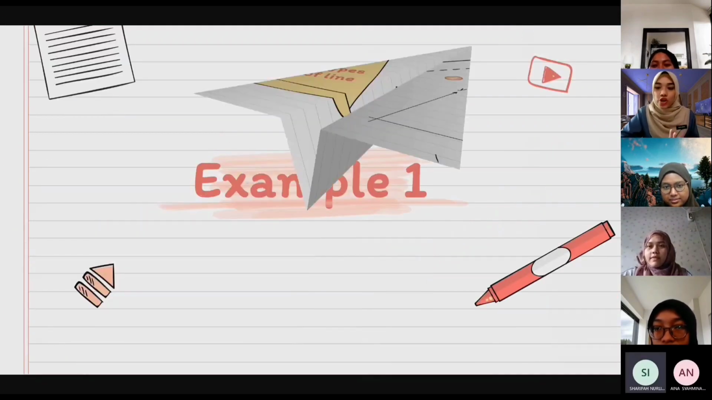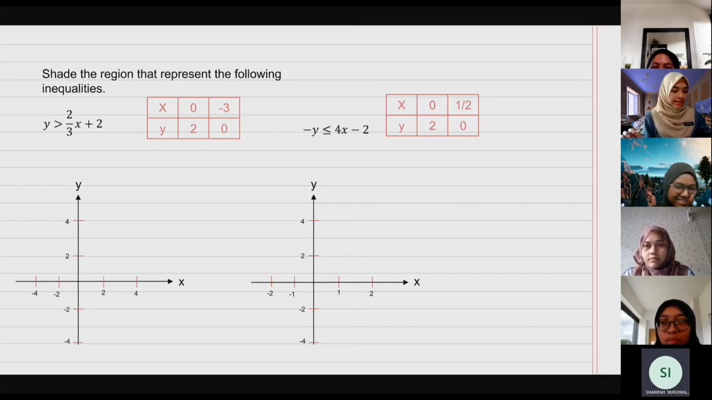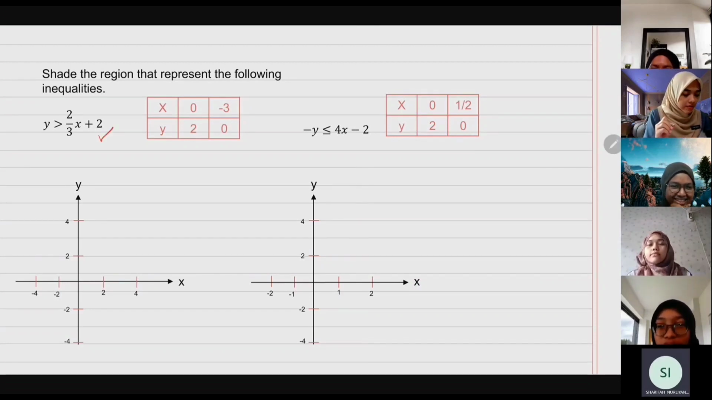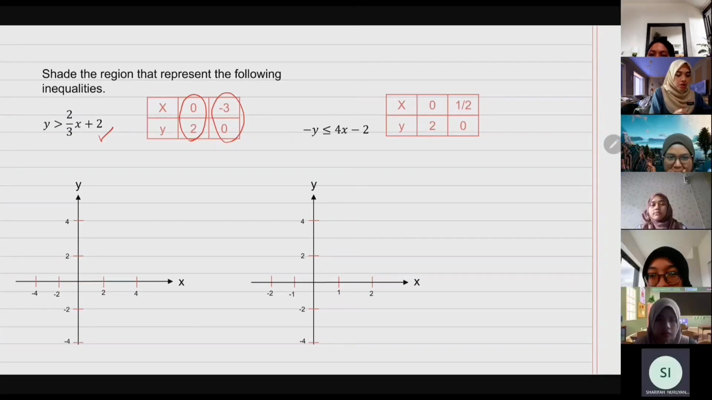Next, I will show you some examples. We have two examples here. The first one is you need to shade the region that represents the following inequalities. Firstly, you have this linear inequality, which is y is greater than 2 over 3x plus 2, with the first coordinate 0, 2, and the second coordinate negative 3, 0. The first step you need to do is plot the coordinates first. The first coordinate is 0, 2, so 0, 2 is here. And then negative 3, 0 is here.